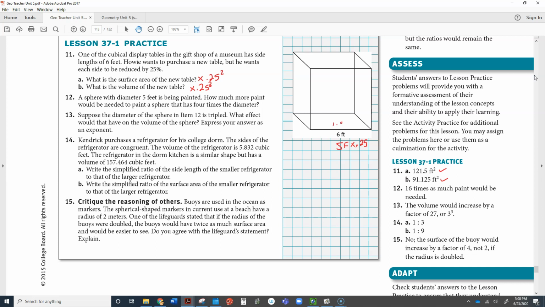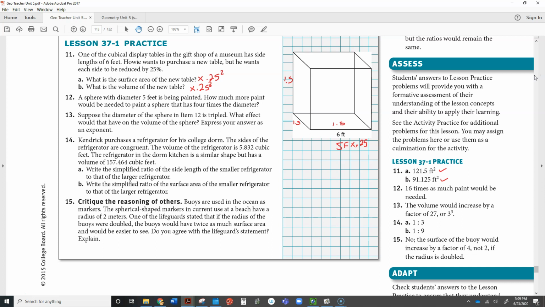So 1.5, 1.5, 1.5. And then you could do a quick check to see if we got the surface area right.